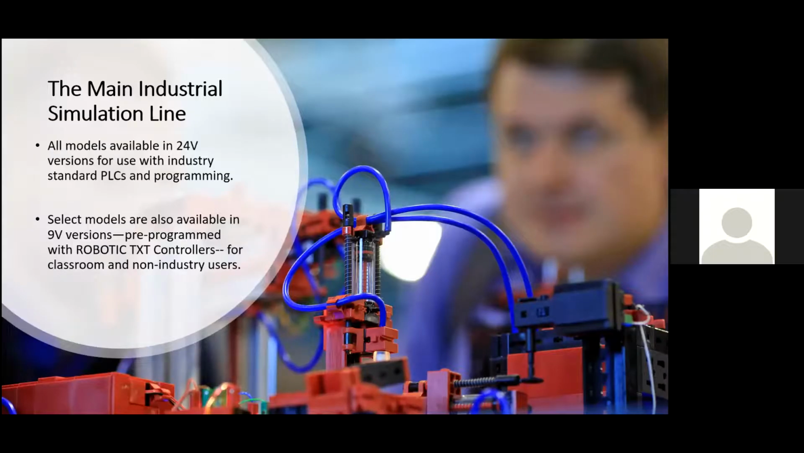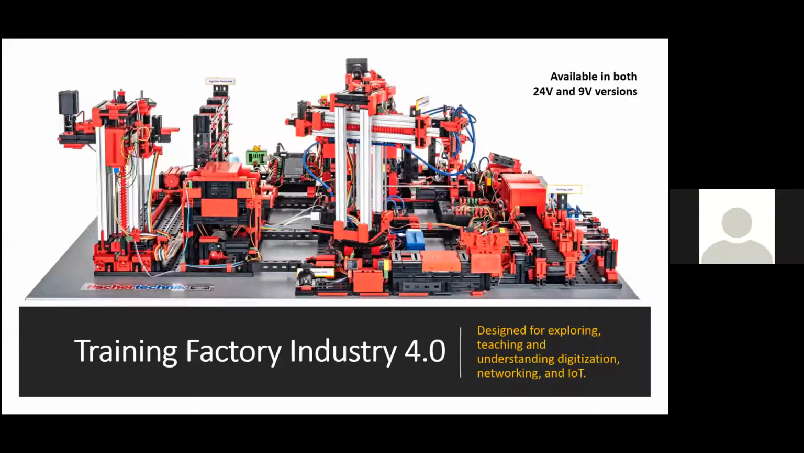And that concludes our look at the first 9 variations of simulation models. Now, the next pair of simulation models focuses specifically on the area of IoT and are designed for demonstrating and teaching about cloud-based monitoring and control. These models go by the name of Training Factory Industry 4.0, and these are available both in the 24-volt version for use with PLC and 9-volt variations for classroom and demonstration purposes.